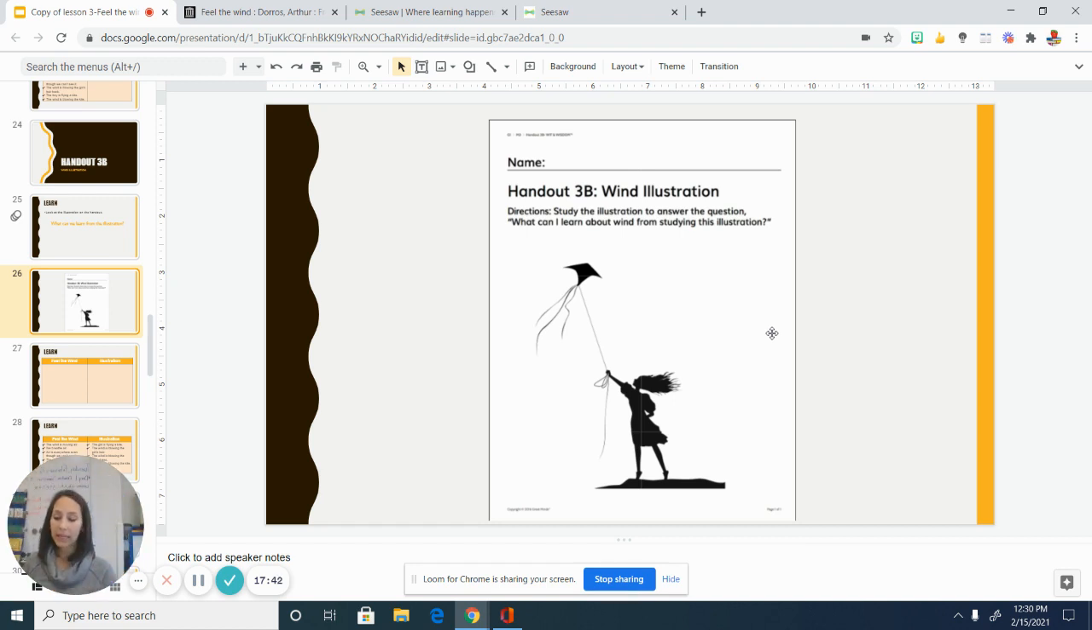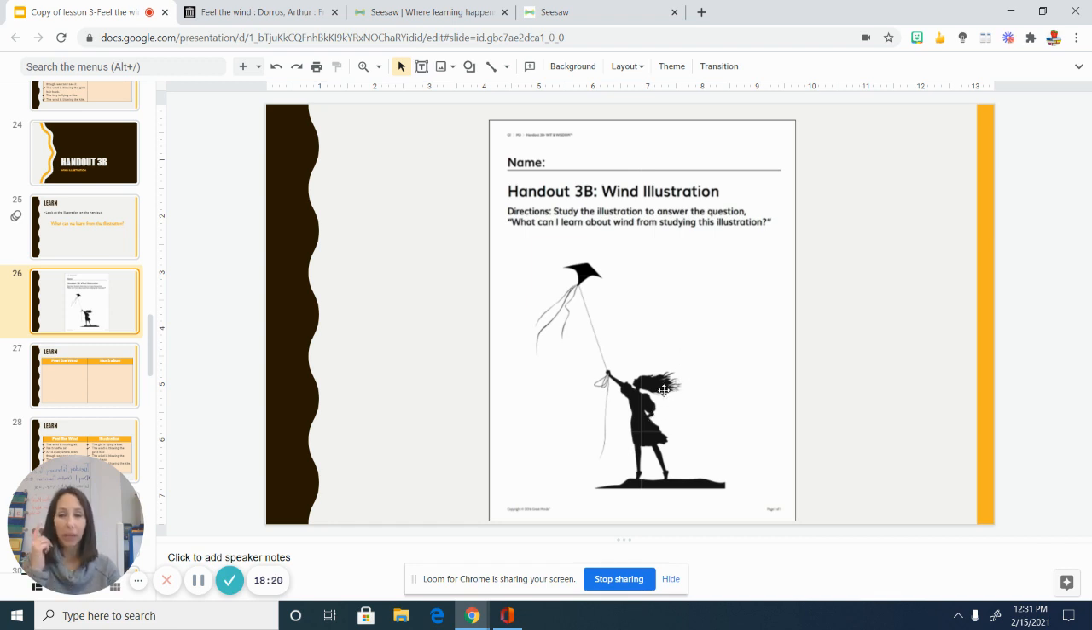All right, so looking at this illustration, what is something that we can learn about the wind from looking at this illustration? Yeah, right. I see the wind is blowing the person's hair. It also looks like it's blowing their skirt or their shirt, whatever dress they're wearing. And I can again see that the kite is up in the air, and it seems like they're holding it with a string and it's staying up in the air. And I also notice that I don't actually see the wind, right? Can you see the wind in this?